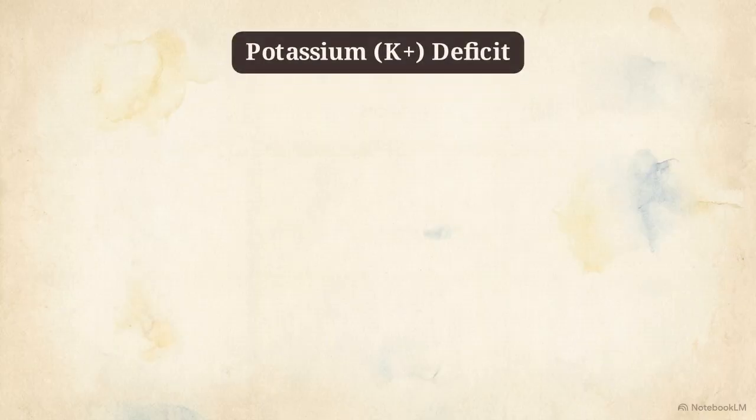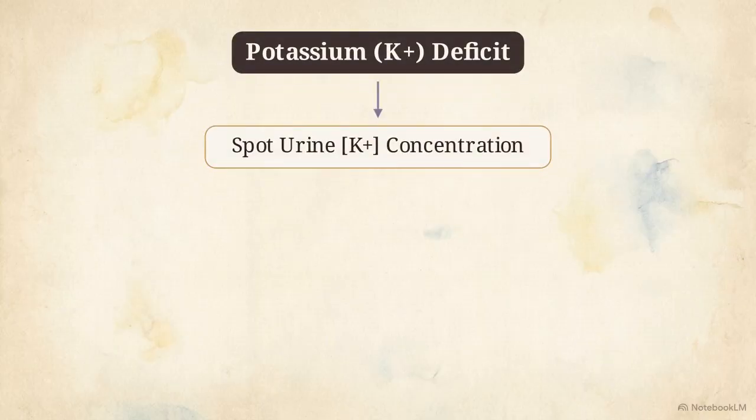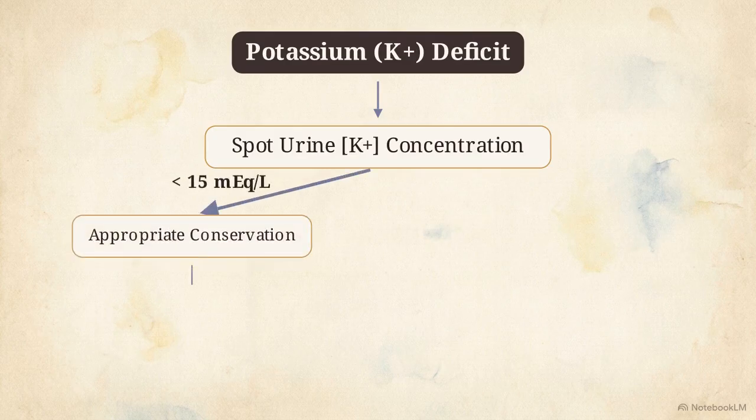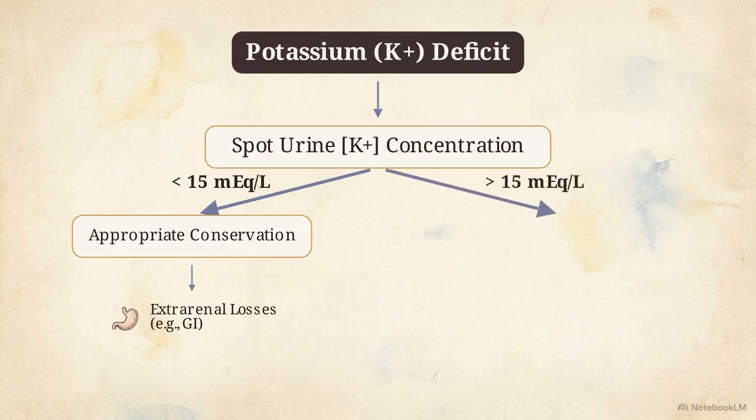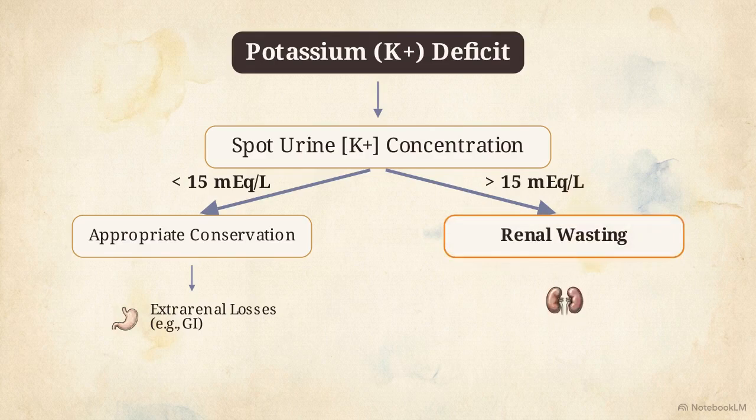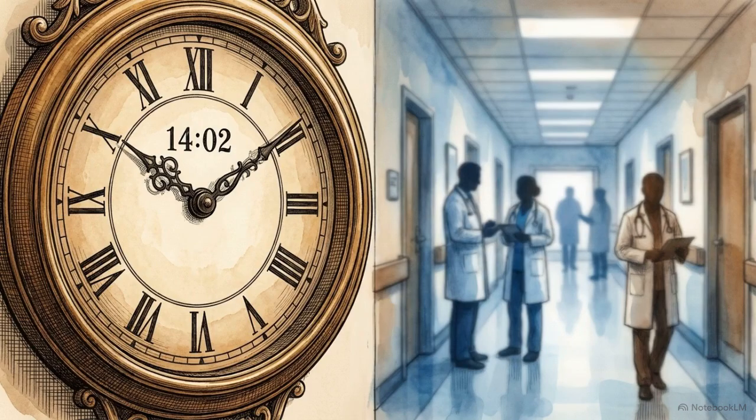This algorithm breaks down the possibilities. On the left, a urine potassium below 15 defines appropriate conservation, pointing directly to extrarenal causes, like GI losses. On the right, renal wasting, a level above 15, indicates the kidneys are actively dumping potassium. This single urine test instantly cuts your differential diagnosis in half, saving time in an emergency.